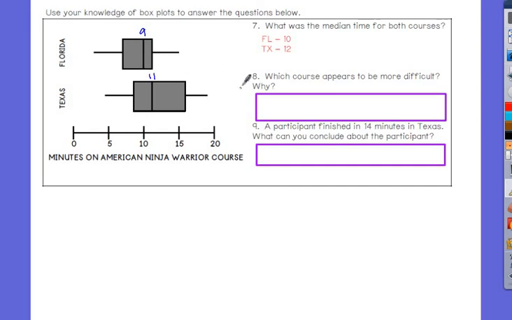So number 8 says, what course appears to be more difficult and why? Can you tell from a box and whisker which one looks more difficult? Yes. Who do you think, Florida or Texas? Texas. Why Texas? Because it takes a longer amount of time to finish. How do you know it's taking a longer amount of time to finish? Because the box is shifted over to the higher amount of minutes.